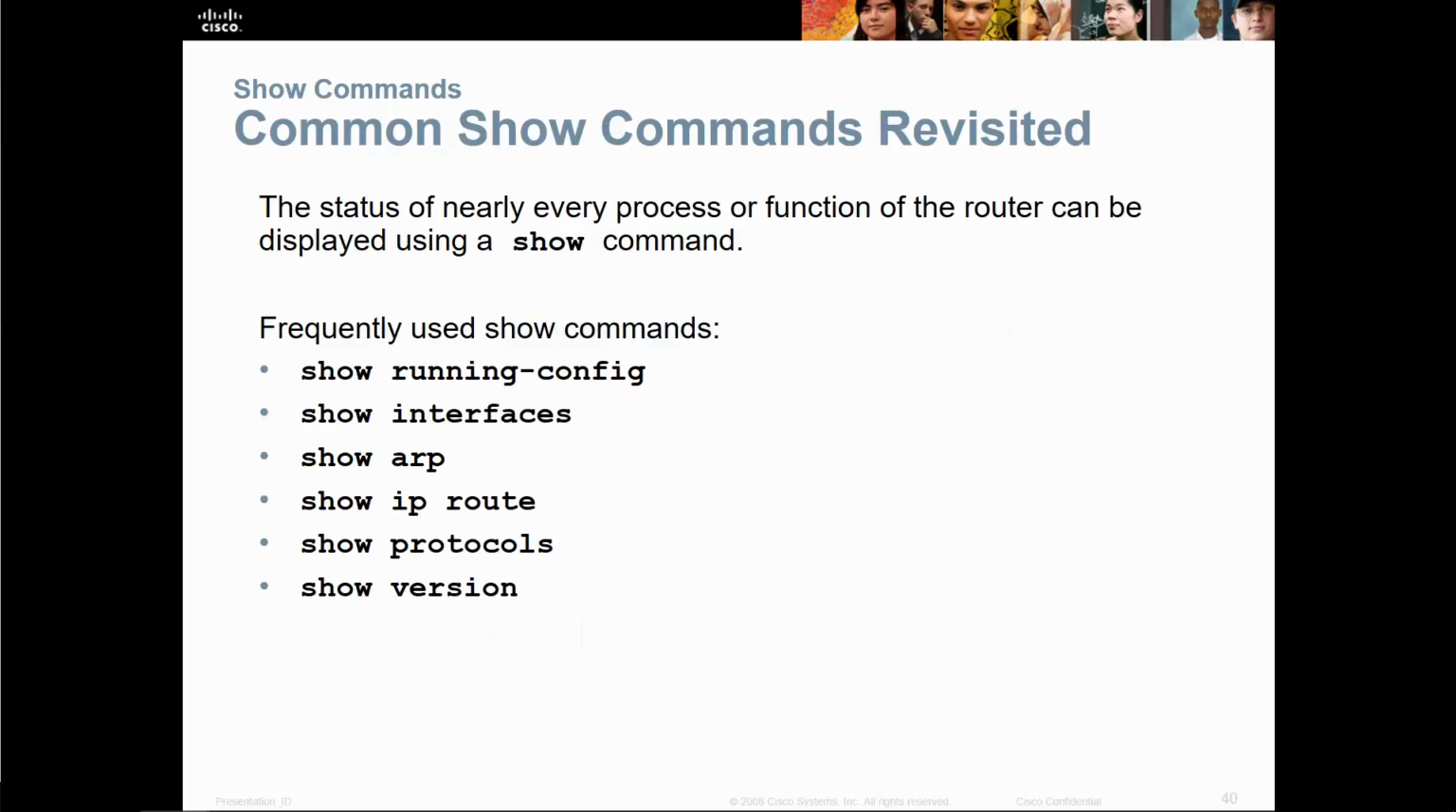Common show commands that you should be aware of are things like show run, show interface, show ARP, show IP route, show protocol, show version. Show run helps us look at the running configuration. Show interface will give us a detailed interface. Show ARP should show us the ARP table. Show IP route will show us the routing table. Show protocol will show us the protocols. Show version will give us the version.